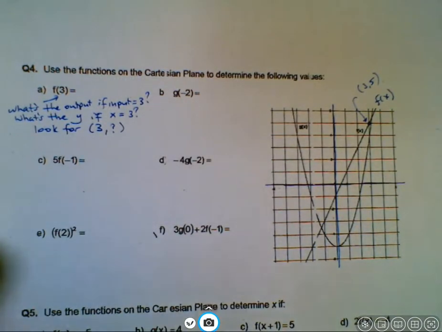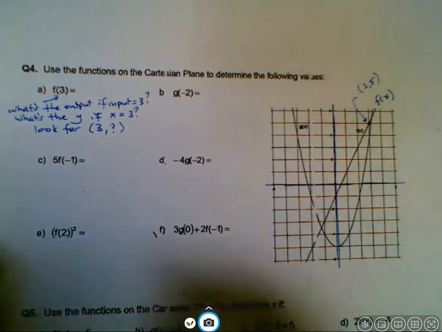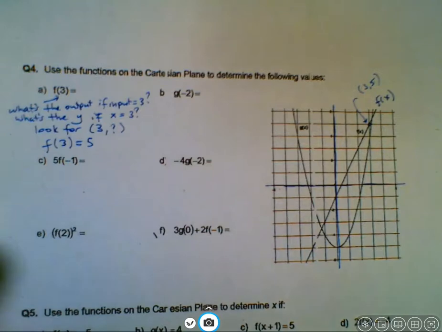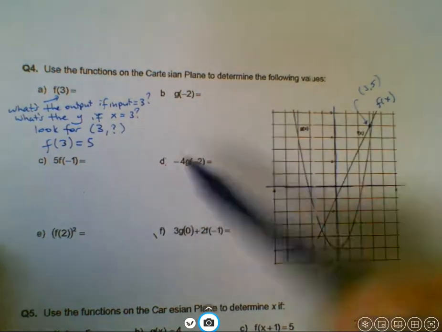Okay, so what's the y that matches up with x equals 3? 5. Okay, and that's what that means. Okay, let's do another one, and I'll leave you these ones over here.